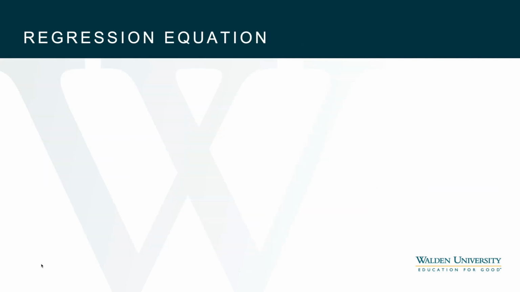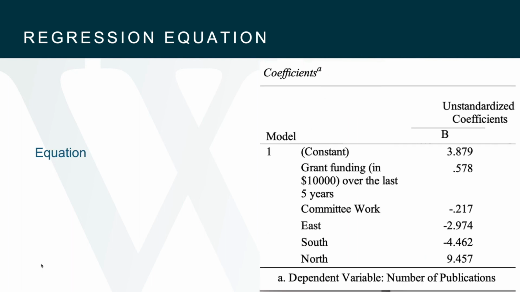Lastly, we're going to build the regression equation. The numbers for the regression equation truly come from the coefficient box. And I'm not going to add that committee work here in that regression equation. As mentioned earlier, it dropped off for significance, so it will not make an appearance in the regression equation. The constant is 3.879. Everybody starts with a 3.879 number of publications.